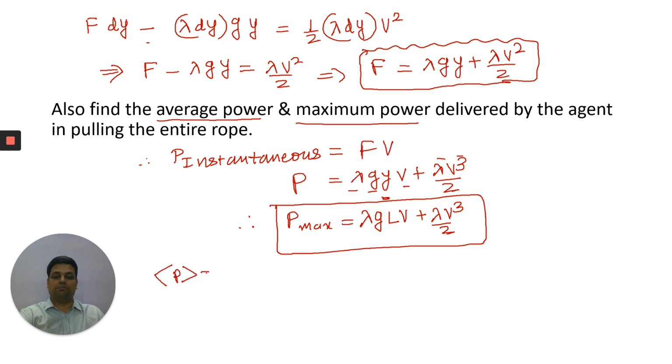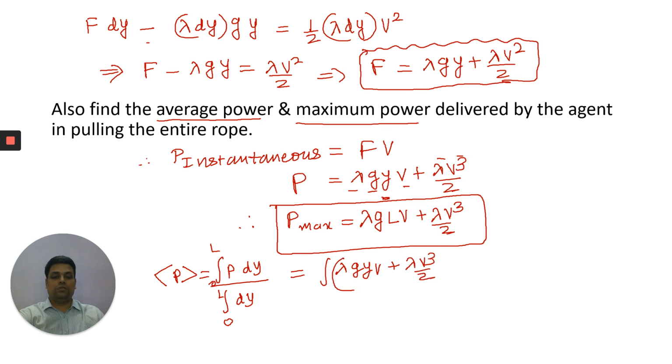I'm using this kind of symbol for average power. As P is a function of y, I'll write integral P dy over integral dy. We are talking about lifting the rope, because the power delivered in pulling the entire rope is the question. So 0 to L. Let me put P as a function of y: lambda g y v plus lambda v cubed by 2, dy going from 0 to L. And integral dy is L.